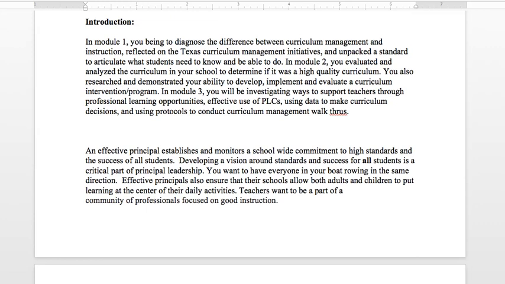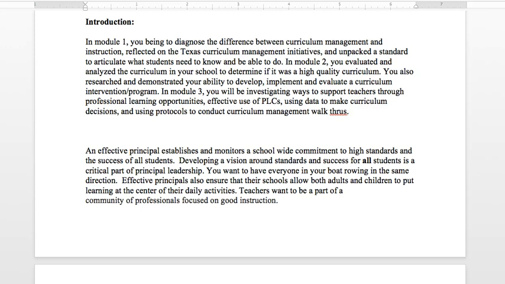So in module 1, we talked about curriculum management and instruction. We looked at those Texas curriculum management initiatives and we unpacked a standard so that you understand what you're looking for when you go into a classroom. In module 2, the assignment, you really looked at your own curriculum in your school and provided evidence that it was a high quality and viable curriculum. And then you became experts in an intervention, a curriculum intervention or program.